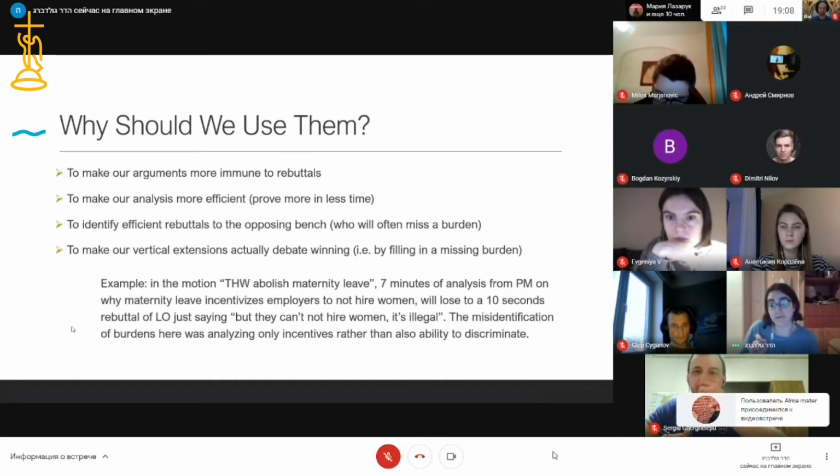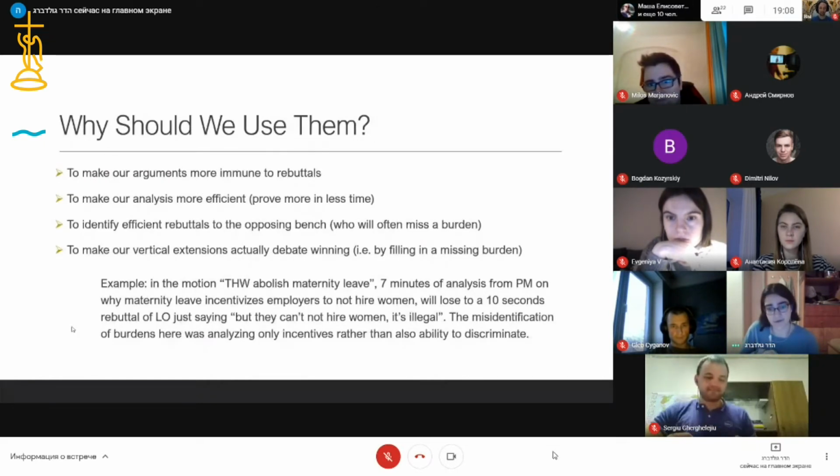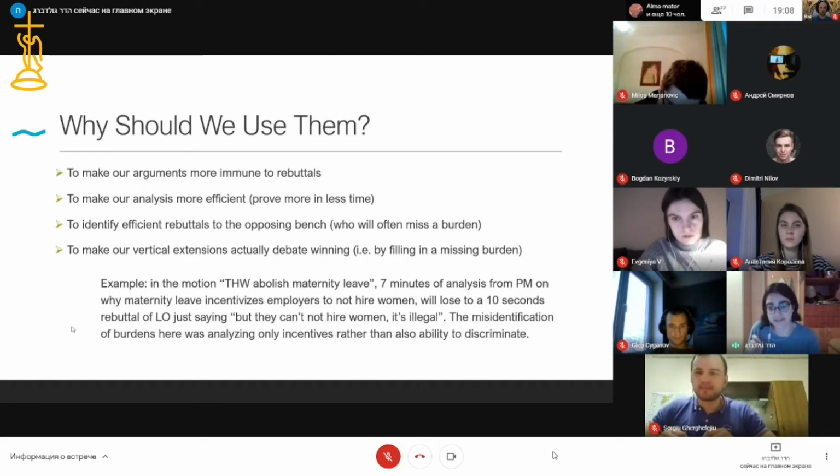In other words, Prime Minister has missed a burden. For 7 minutes, they analyzed the incentive to discriminate, but not in a word did they explain the ability to discriminate. The reason this is important is because time is the most expensive, limited resource we have in debate. At the point at which the Prime Minister wasted 7 minutes on an argument that can be rebutted in 10 seconds, it's a bad strategy for Prime Minister and a good position for OO.